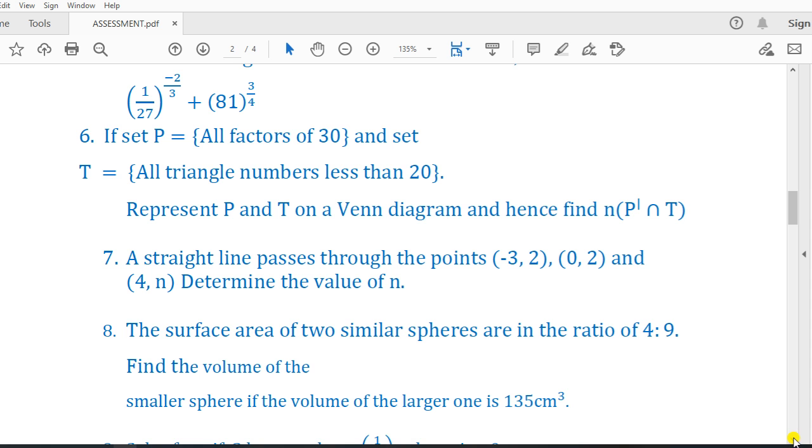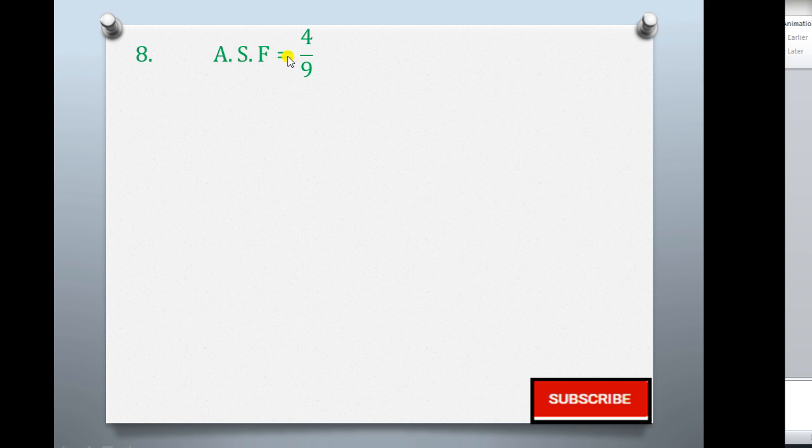We can move to the next question. Now question 8 says the surface areas of two similar spheres are in the ratio of 4 to 9. Find the volume of the small sphere if the volume of the larger one is 135 cubic centimeters. Now remember, they have given the surface areas in this ratio, so it means this is as good as the area scale factor. So we can look at the solution. So we have our area scale factor equals 4 over 9. Now this clearly indicates that the first sphere is smaller than the second one.